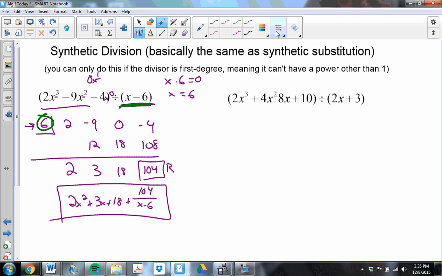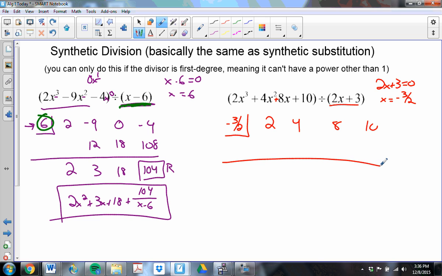I want to see what makes this equal 0. It's negative 3 over 2. Subtract the 3 and divide by 2. So up in the corner, I'll put negative 3 over 2. And I actually don't know how well this is going to work out. I think it'll work out pretty well, but not perfectly. 2, 4, 8, 10. There's supposed to be a plus in there that's not showing up right now. Drop down the 2. 2 times negative 3 halves is negative 3. I add those up. 4 minus 3 is 1. 2 times negative 3 halves is negative 1.5. You can think of negative 3 over 2 as negative 1.5 if you want. Add those up, get 6.5.